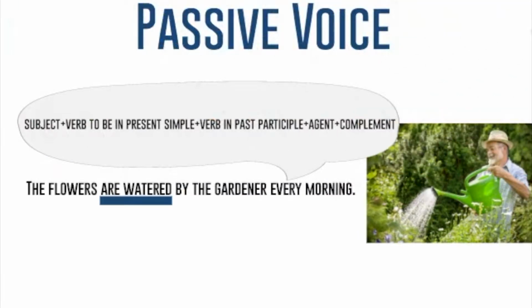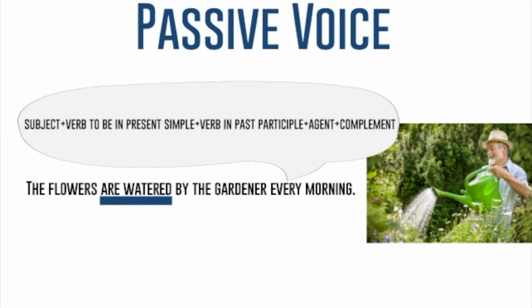As you can see, the flowers here become the subject of the sentence. Here we have, the flowers are watered by the gardener every morning. Here, we have subject, verb to be in present simple, because that is the tense, and the main verb in past participle. When we want to mention the agent, the person in charge of the action, we use the preposition by, and the complement, that in this case is the time expression every morning.